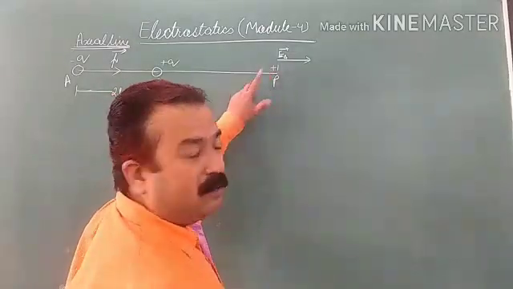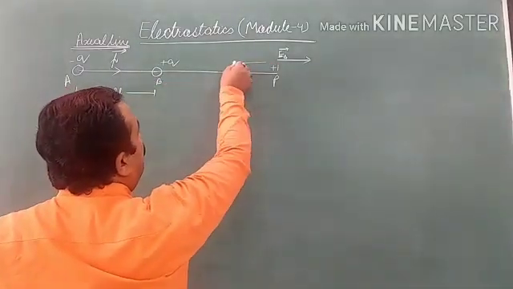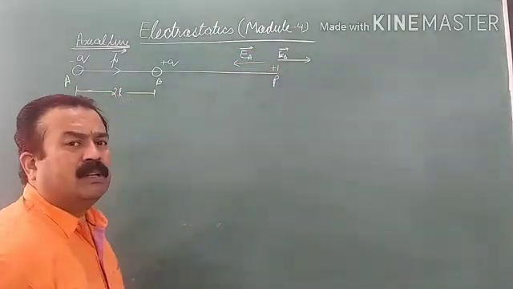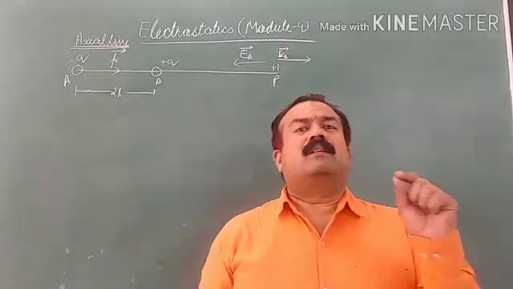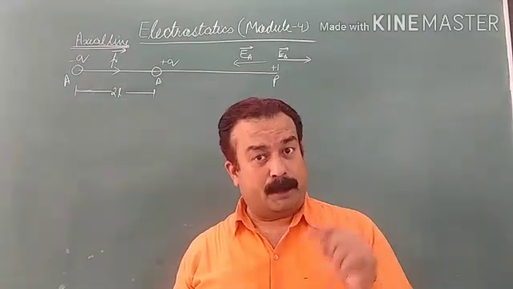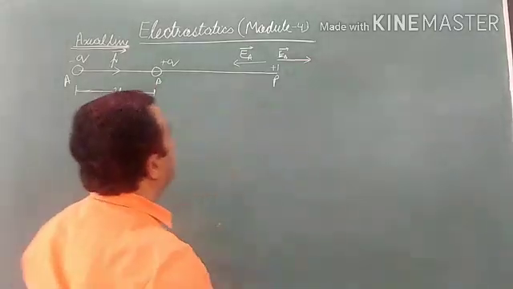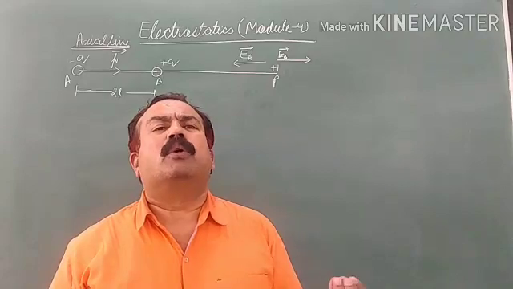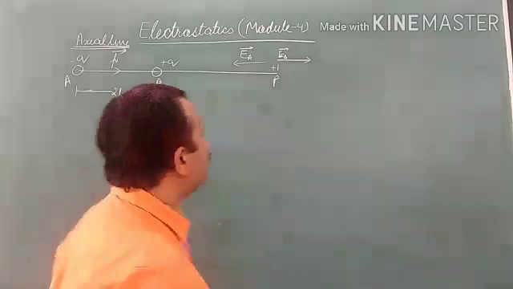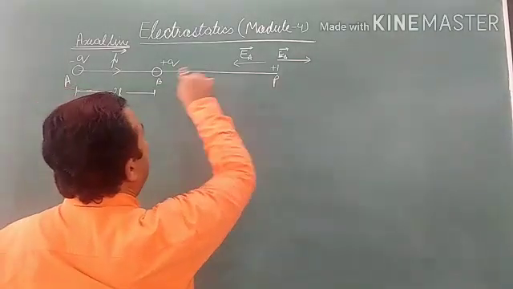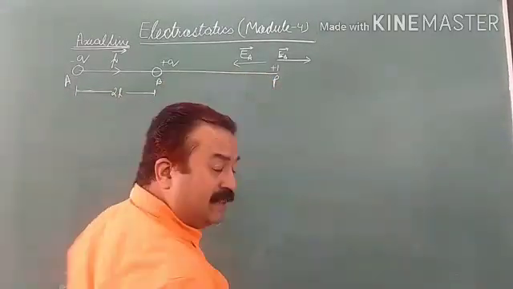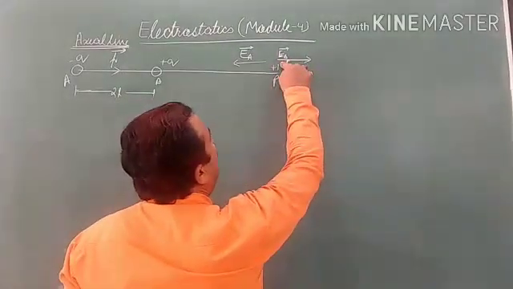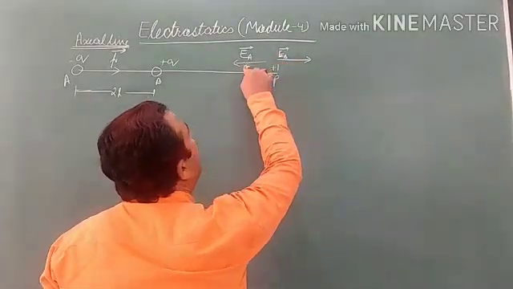It will attract beta, so it will be EA. Now one question arises: which is stronger, the electric field intensity due to point B or the electric field intensity due to point A? The distance is very small between B and P compared to the distance between A and P, so the field due to B is stronger than the field due to A.